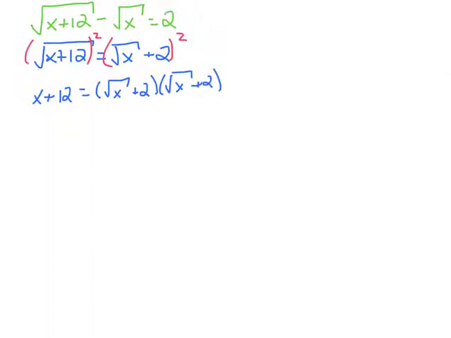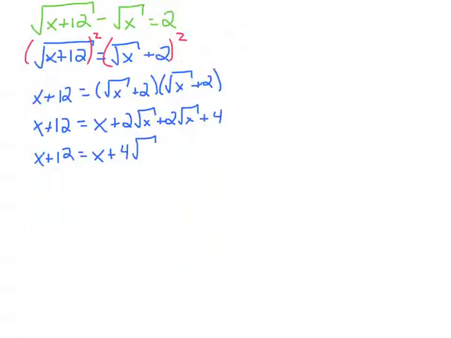So on the left-hand side, we have x plus 12. And when we FOIL the right, we're going to get x plus 2 radical x plus 2 radical x plus 4. We're going to combine like terms on the right-hand side. And we'll have x plus 4 radical x plus 4. Okay, now of course we're still left with this radical, so we need to isolate it now. And that means moving everything else to the other side of the equation before we square it. So I'm going to subtract the x and subtract the 4.